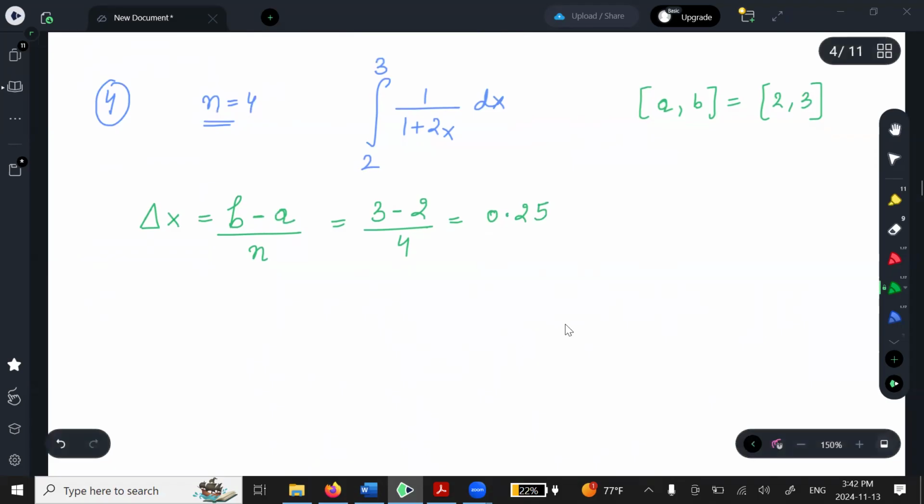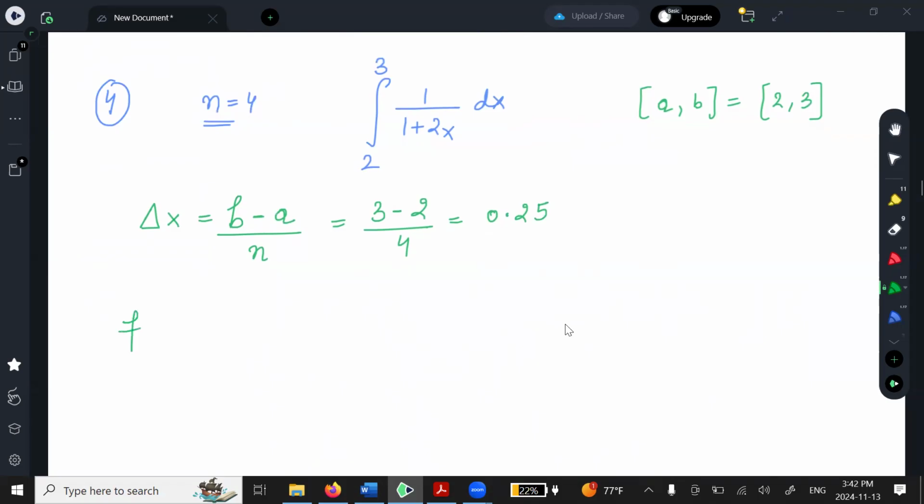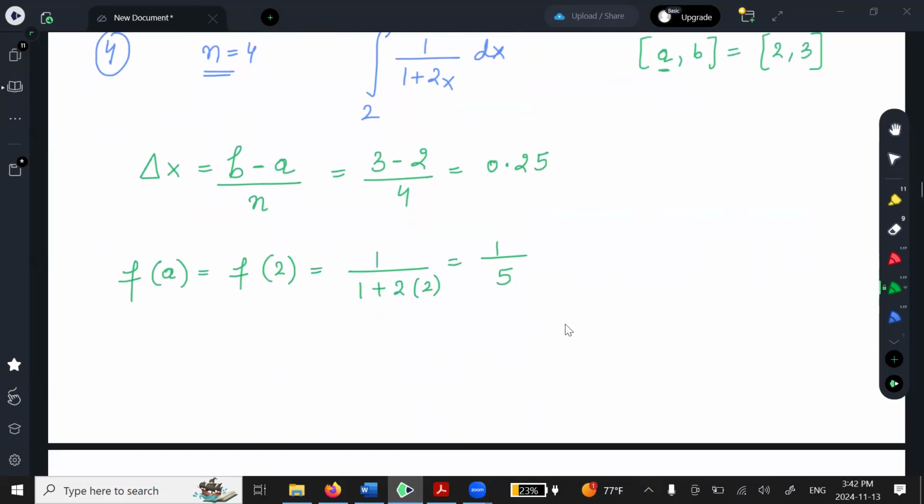Now, we begin by finding the value of the function at the starting point, the left point, f of a. What is a in this case? 2. Okay, find me f of 2. So plug in 2 in the function. I got 1 over 5. Agree? And then you keep going because you need 4 intervals. So you do 2 plus 0.25. This is iteration 1. Next.